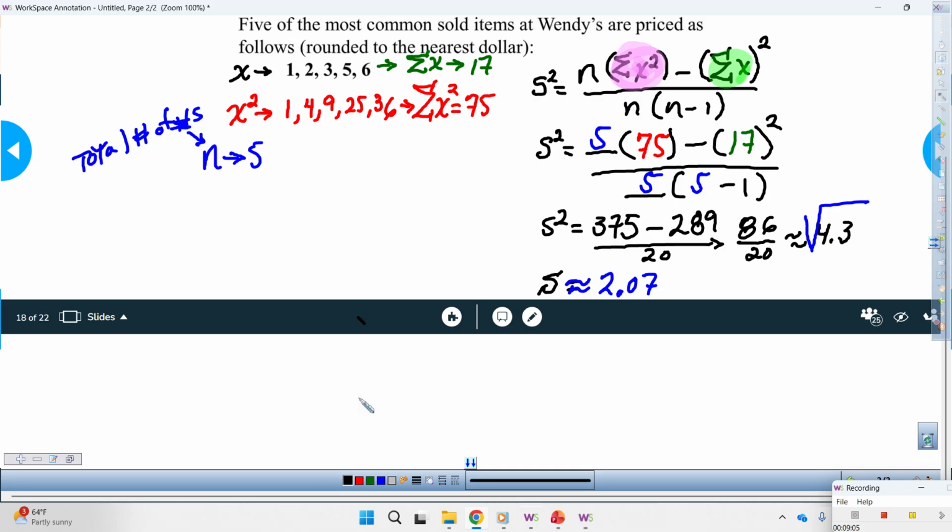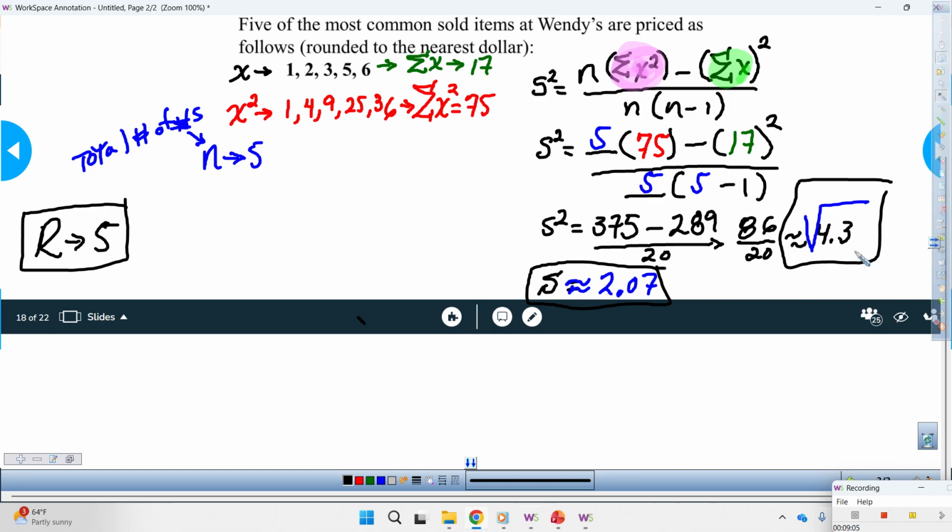All right. So, what are we missing for our variance? We just missed our range. The range is 6 minus 1 is 5. All right. So, we got our range. We got our standard deviation. And we got our variance, which is 4.3. Last but not least, bell curve.